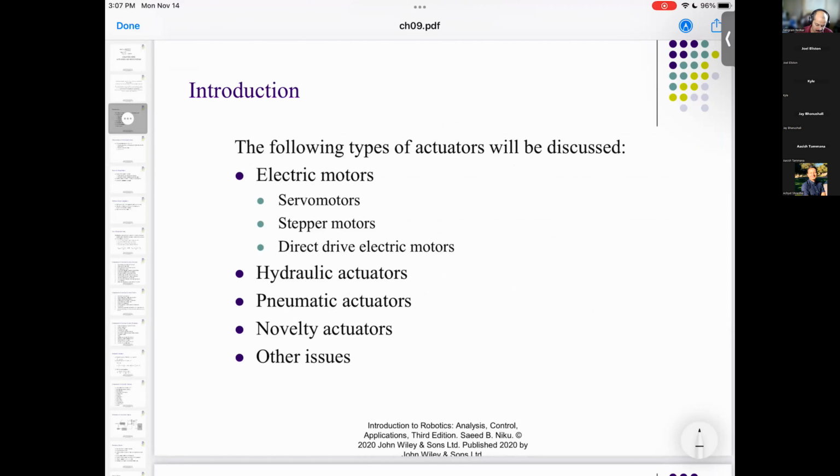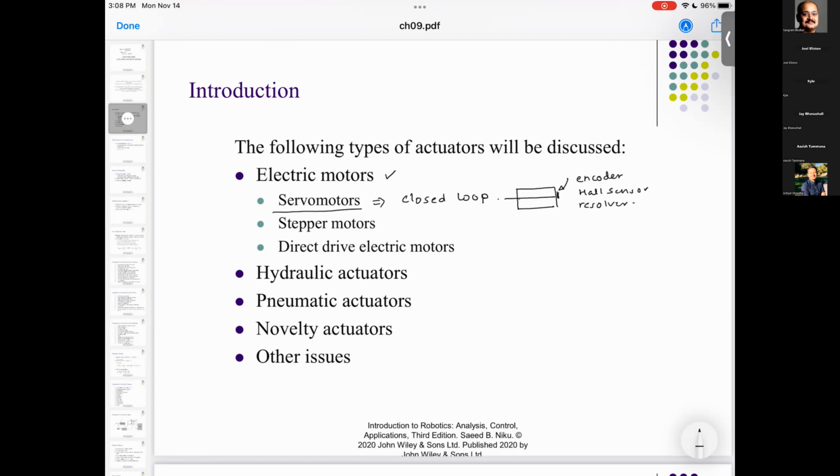So the important actuators are electric motors. In electric motors, you have something called the servo motors. Servo motors are closed loop systems. So what do I mean by closed loop systems? If you look at a servo motor, it is nothing but a DC motor. But at the end of the DC motor, you have a feedback element. It could be an encoder, or a Hall effect sensor, or it could be a resolver, or it could be any feedback element. So the servo motor is a closed loop system.